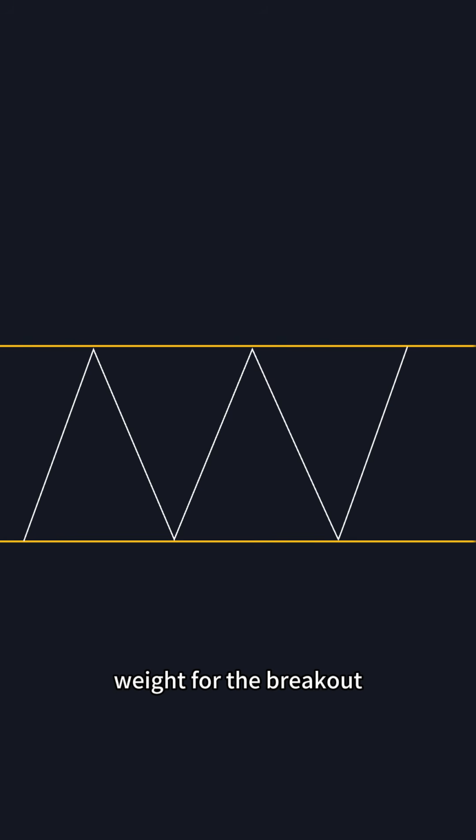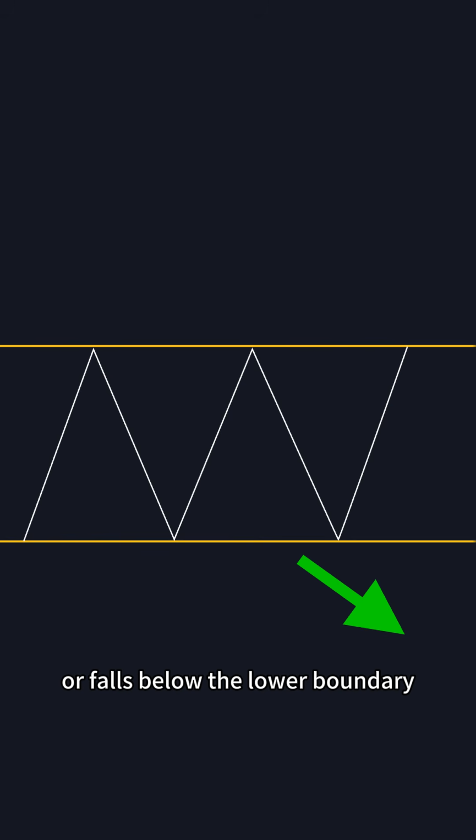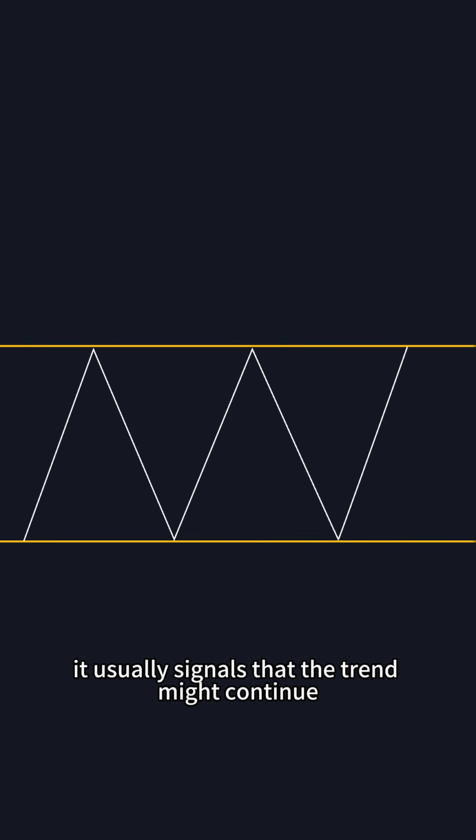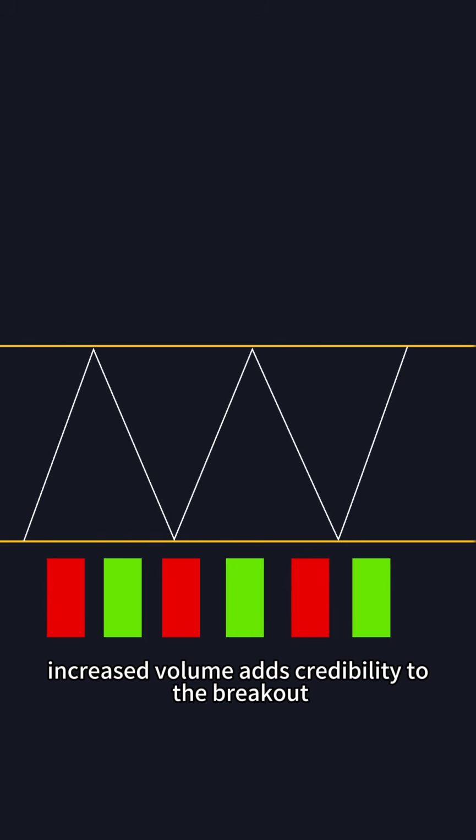Wait for the breakout. When the stock price breaks above the upper boundary for an upward consolidation, or falls below the lower boundary for a downward consolidation, it usually signals that the trend might continue. Pay attention to volume changes when the breakout happens. Increased volume adds credibility to the breakout.